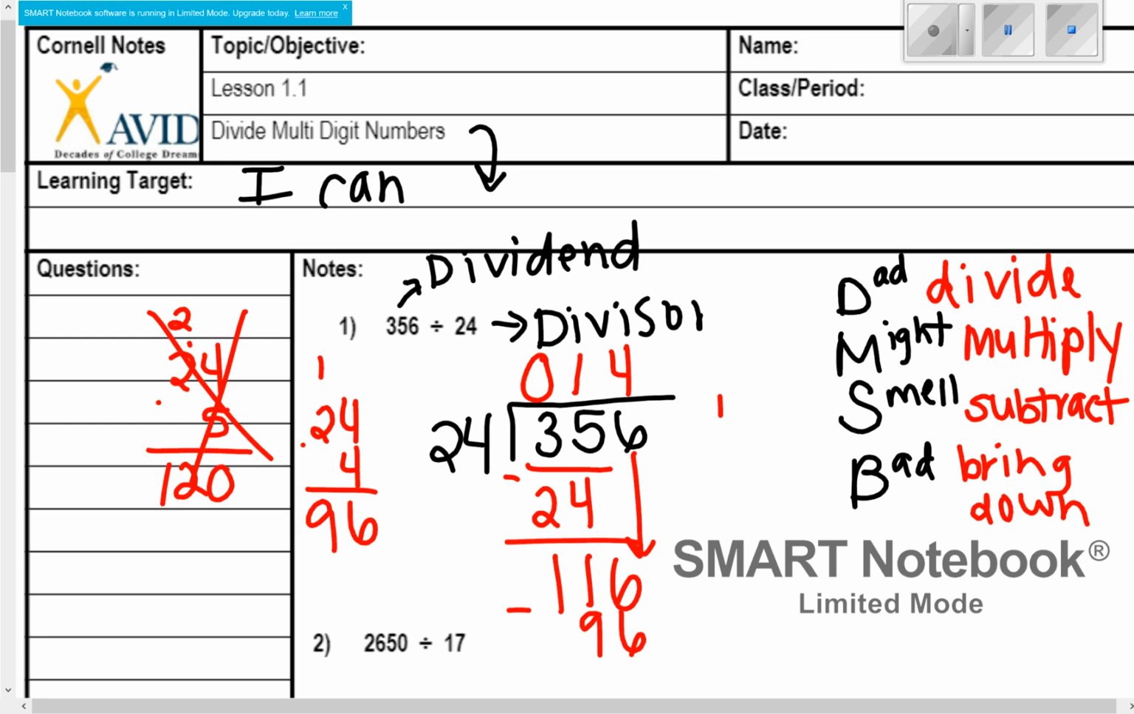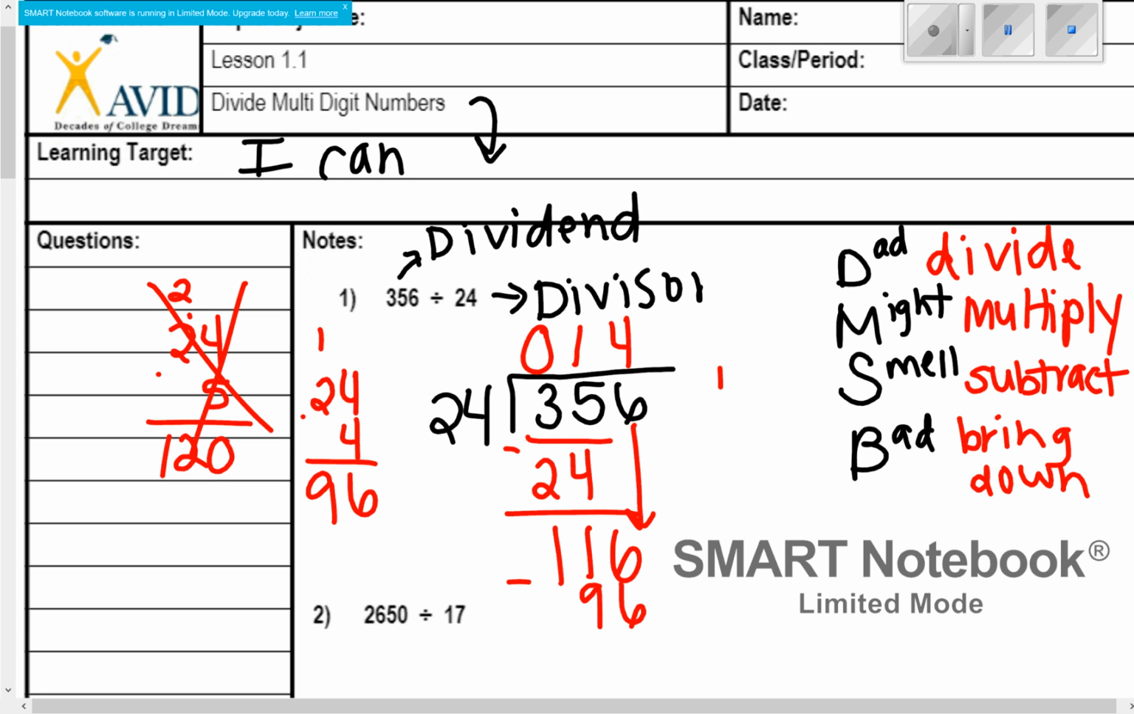I have to scroll, sorry. And we subtract. 6 minus 6 is 0. 1 minus 9, we can't take 9 away from 1, so we have to borrow from that hundreds place, make it a 0, make this 1 and 11. 11 minus 9 is 2, plus that 0 is 20. All right, this number again should be smaller than 24, which it is.